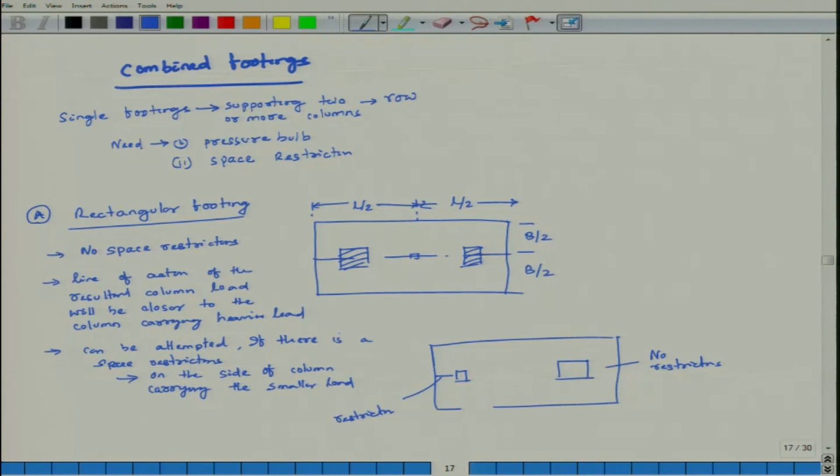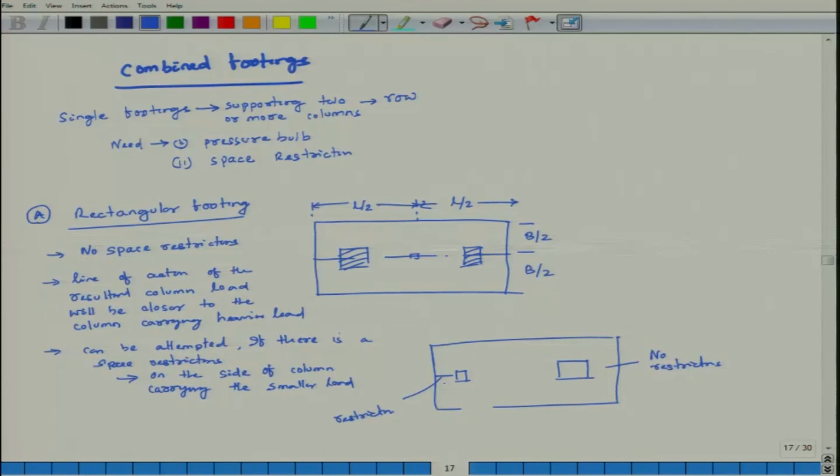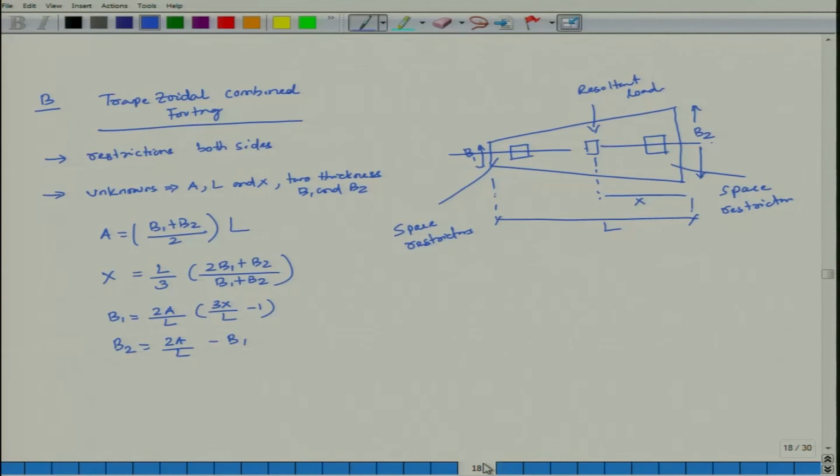All what I have discussed: how to design for combined footings and what the conditions are. Ground reality: rectangular footing, no space restriction is not necessarily required, but where there is overlapping of pressure bulbs, you can go for rectangular footing. Also if there is a space restriction, in that case the exterior column, or the column with less load, should be close to your space restriction. Then trapezoidal combined footing, where there are space restrictions on both sides.